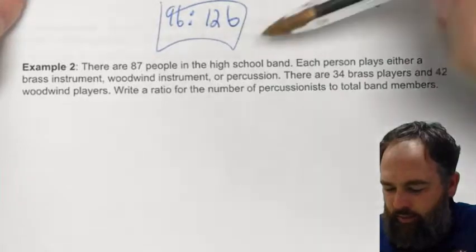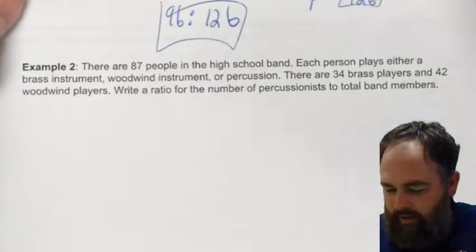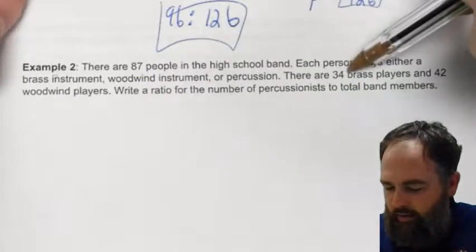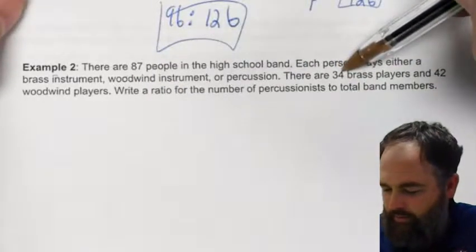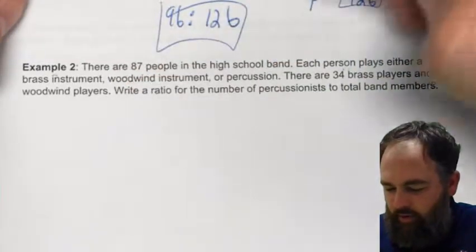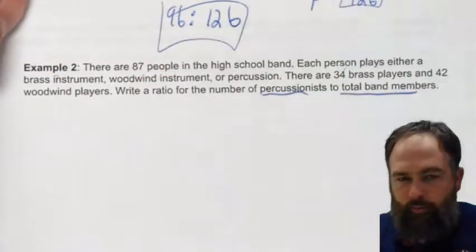All right, example number 2. There are 87 people in the high school band. Each person plays either a brass instrument, woodwind instrument, or percussion. If there are 34 brass players in the band and 42 woodwind players in the band, write a ratio for the number of percussionists to total band members.